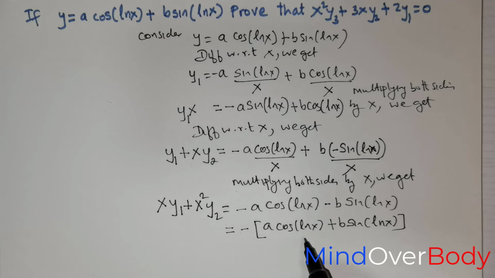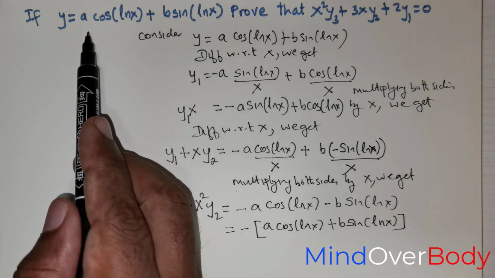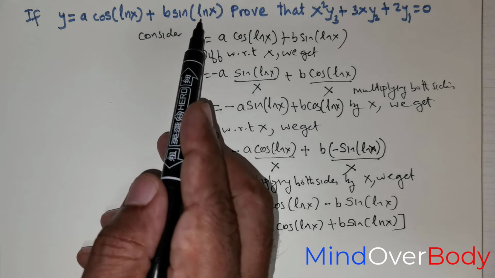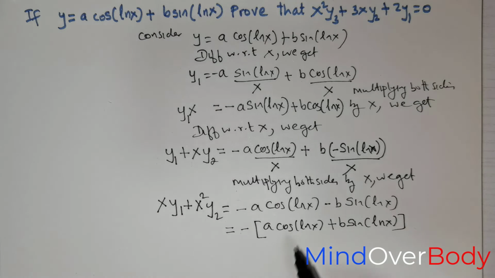A times cos of ln x positive b times sine of ln x. You see that original question? A times cos of ln x positive b times sine of ln x being equal to y. So I can substitute y there. So this is equal to x times y1 positive x squared times y2 equals negative y. So this is what I've got.